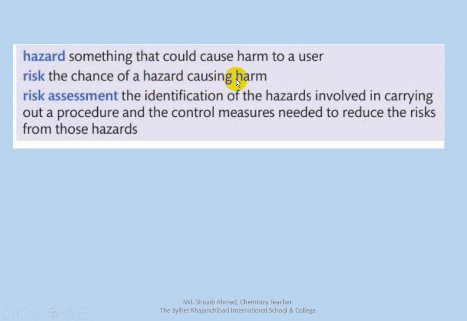This is the risk. Okay, risk assessment, the identification of a hazard. You will identify the hazards involved with the procedure and the control measures to reduce the risks from those hazards. Identification of hazards with the procedure, and how to control them, is called risk assessment.